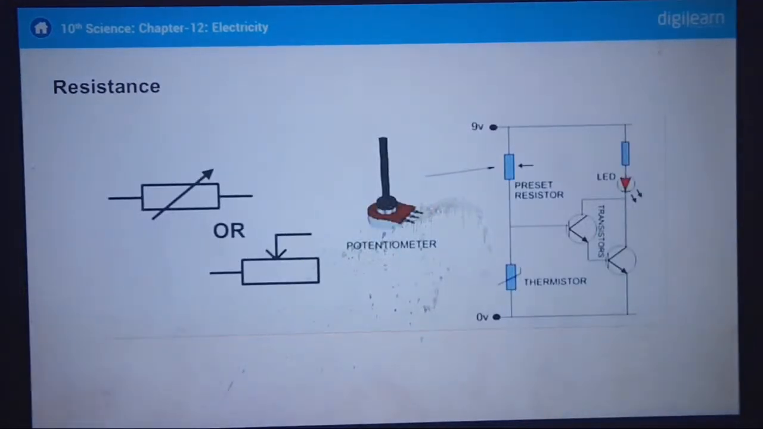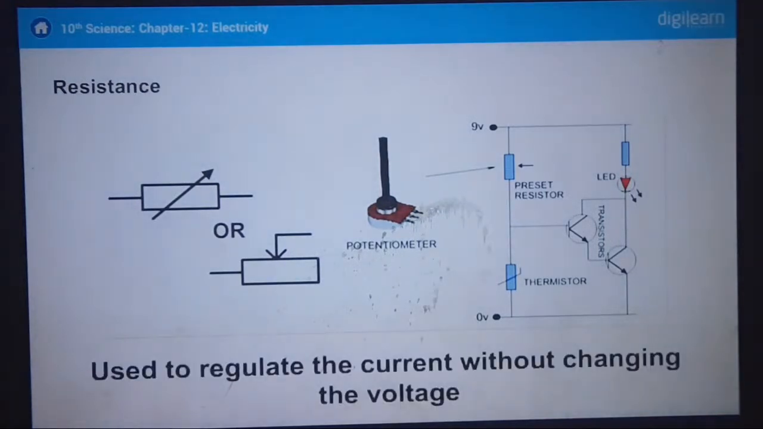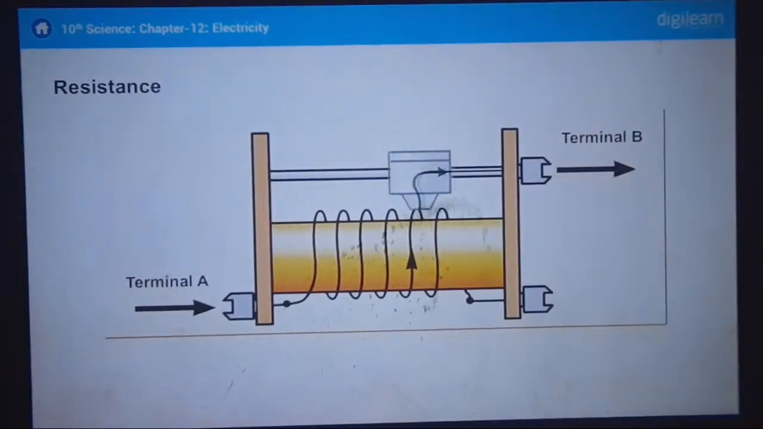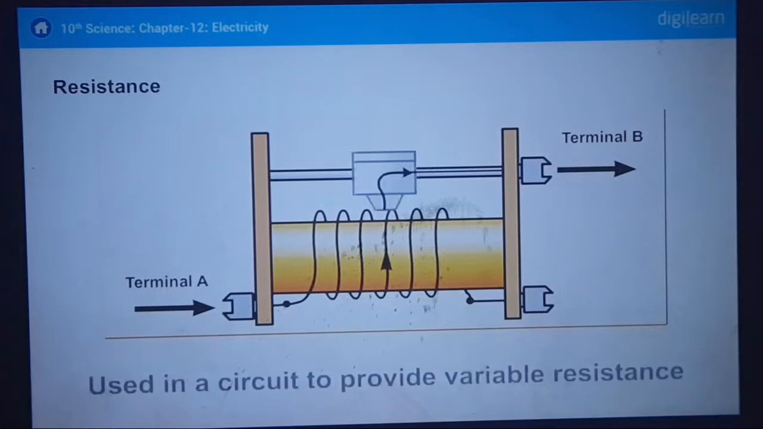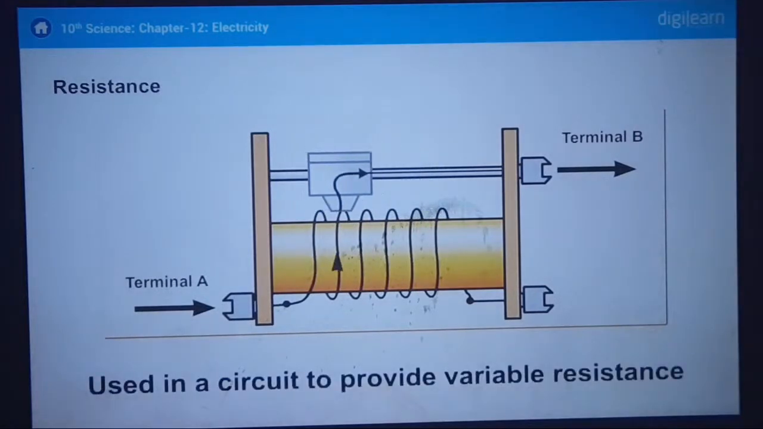Variable resistance. The component of an electric circuit which is used to regulate the current without changing the voltage from the source is called variable resistance. Rheostat. This is a device which is used in a circuit to provide variable resistance.